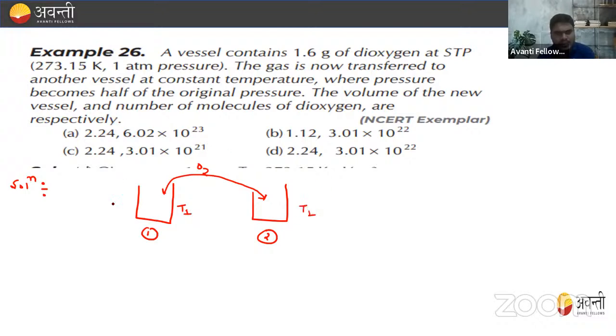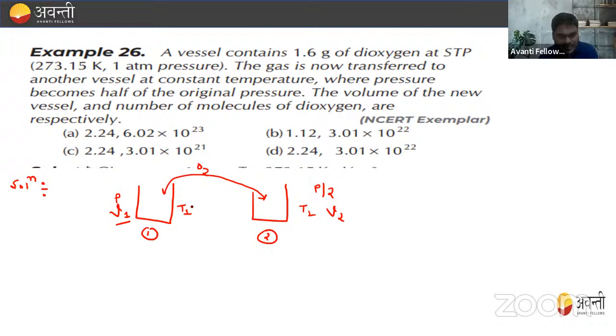Where pressure becomes half of the original pressure. That is, if the pressure here was P, then how much has the pressure become here, son? P/2. Okay? So where pressure becomes half of the original pressure, the volume of the new vessel and the number of molecules of dioxygen are? So you have to calculate the V2, right? If this is V1, then you need to calculate the V2, and also the number of molecules. So this is what the question asks basically, right?